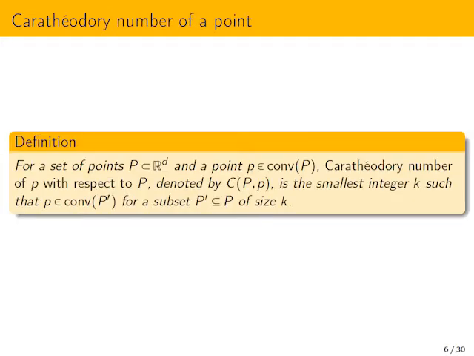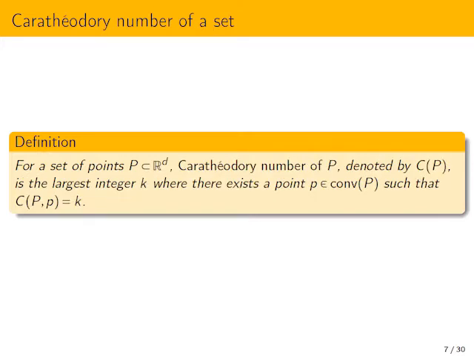Carathéodory number of a point p with respect to a set P is the size of the smallest subset P prime of P such that the point p is in the convex hull of P prime. Carathéodory's theorem guarantees that for every set of points P in R^d and point p in the convex hull of the set P, the Carathéodory number of the point p with respect to the set P is well defined and is at most d plus 1.